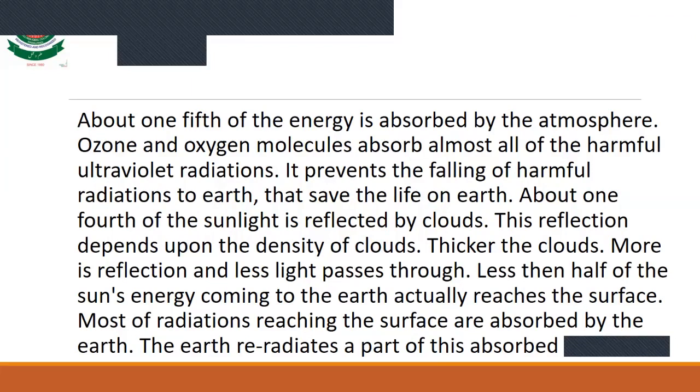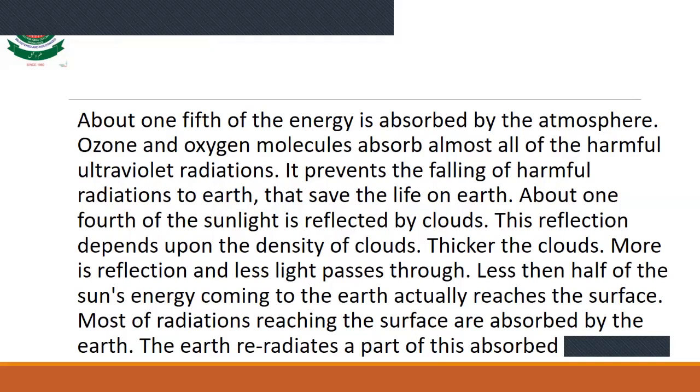As you may know, there are some demerits of ultraviolet rays. About one fourth of the sunlight is reflected by clouds. This reflection depends upon the density of clouds. The thicker the clouds, the more reflection, and less light passes through it.